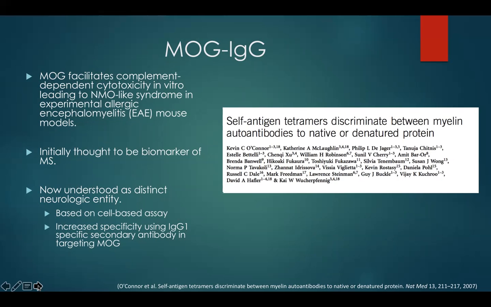His assay was able to differentiate these antibodies to MOG and found that they were rare in multiple sclerosis and common in ADEM-like presentations. So this prompted an improved assay for detecting conformational MOG, and it went on to develop a cell-based assay. Most recently, with Patrick Waters in the UK, there's been increased specificity based on using an IgG1 specific secondary antibody targeting MOG.